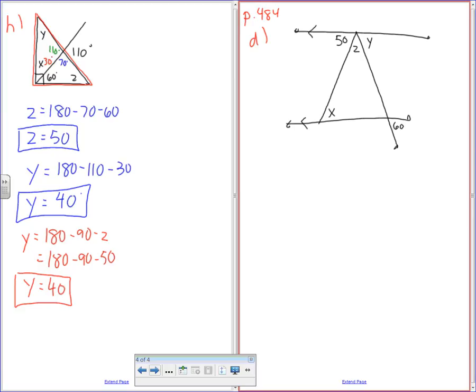Okay, can I get a brave soul? Molly, go first. What can I get first? Good, so x is going to be 50 from the Z pattern. So if we do this here, it goes sort of Z, Z, Z.